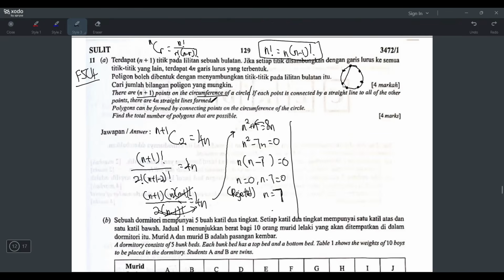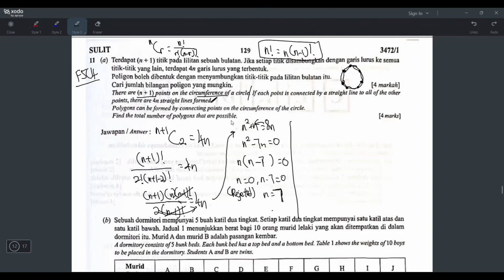If 7 sides, I cannot join like that already, because later it will intersect like that. So if you want it to join all points, then it has to be like that, like that, like that. Yeah, it's possible. It's possible to get a polygon with 7 sides also. Okay? So they say a polygon can be formed by connecting points on the circumference of the circle.